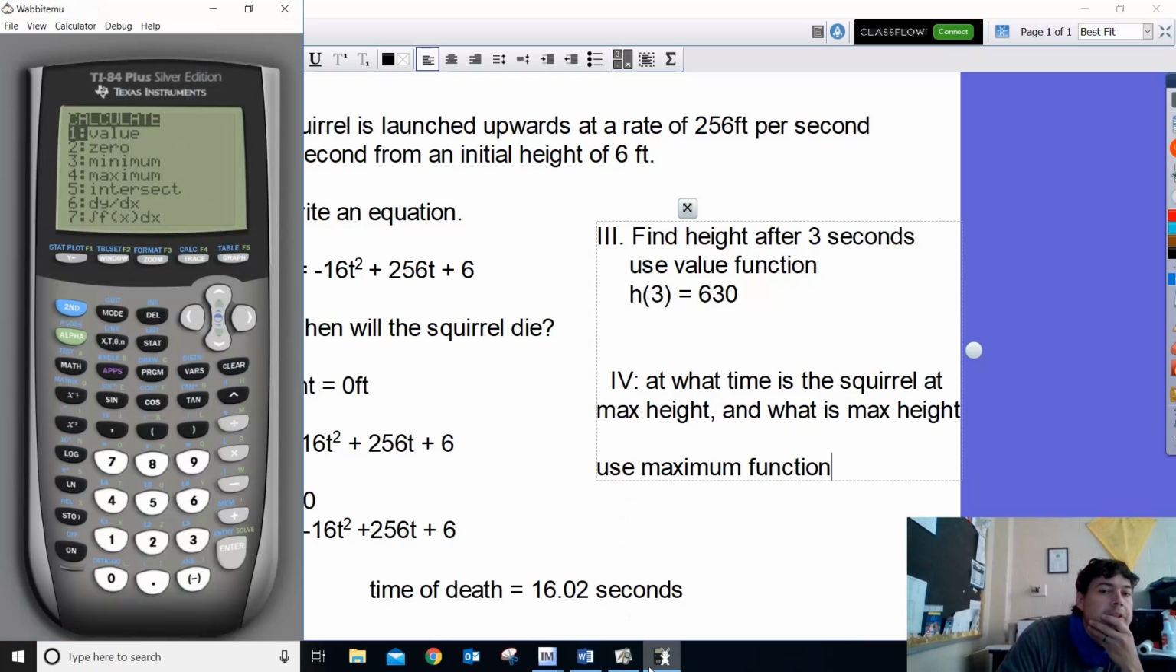This works a lot like the zero function. So again, second, trace. Maximum is 4. Pressing enter. What's it asking for? You look at your calculator, what's it asking for?